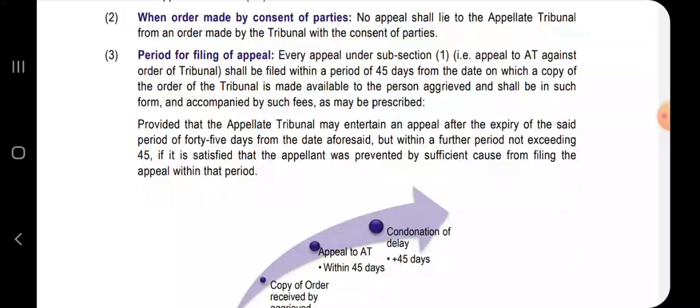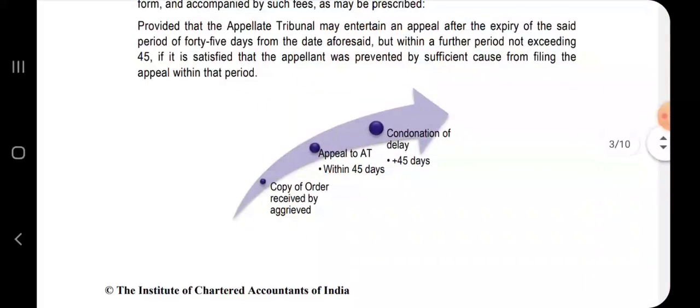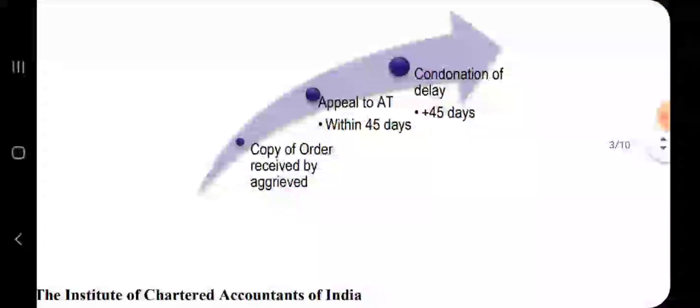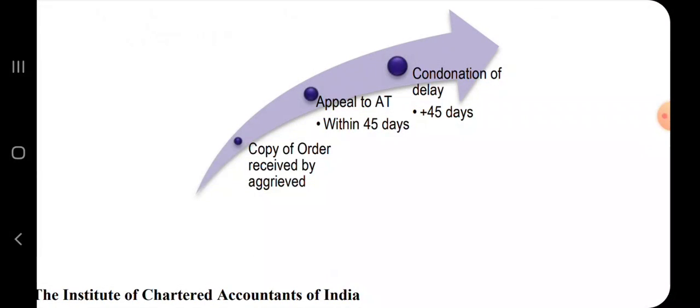Period for filing of an appeal. By reading these lines, you will be confused. Just look at this diagram. Copy of order received by aggrieved party. We already know that any order has to be sent to both the parties. After receiving, within 45 days, you should prefer an appeal before appellate tribunal.